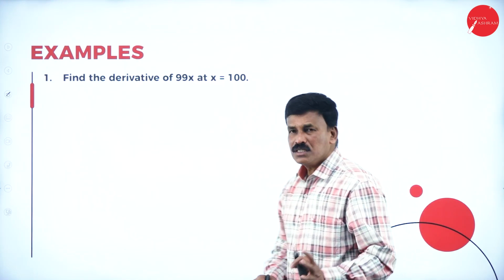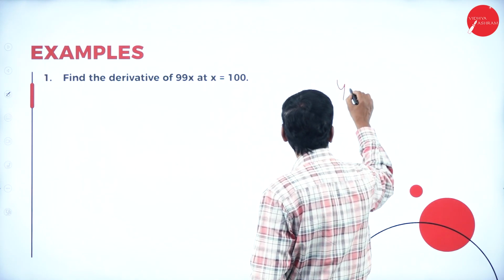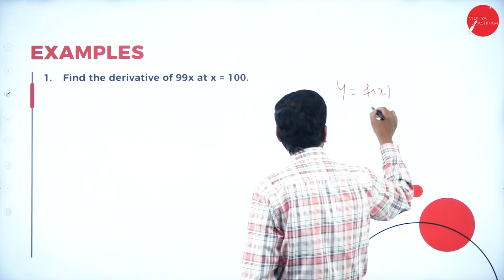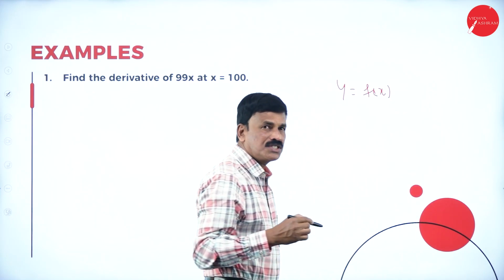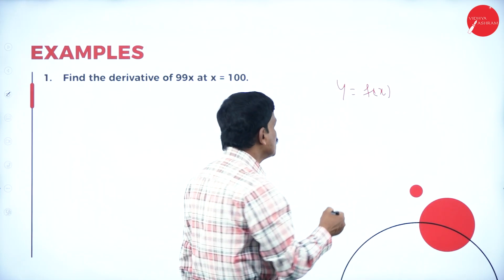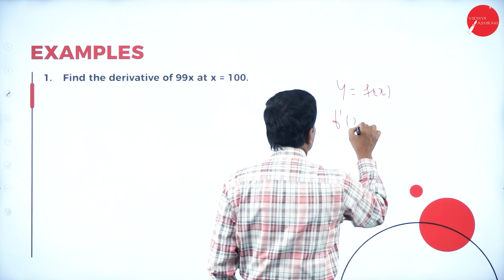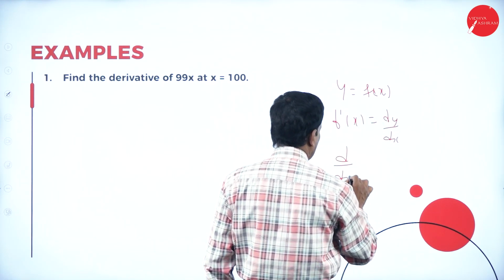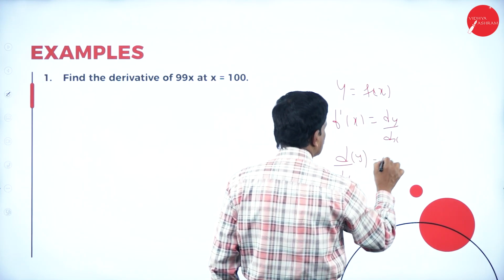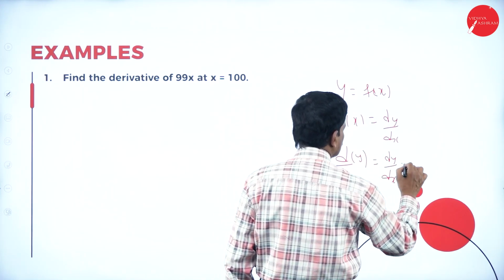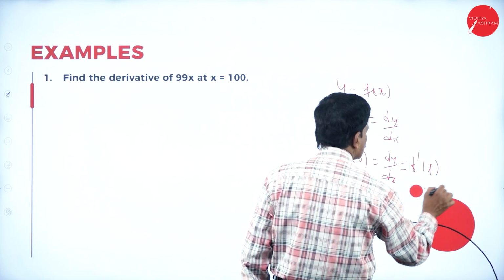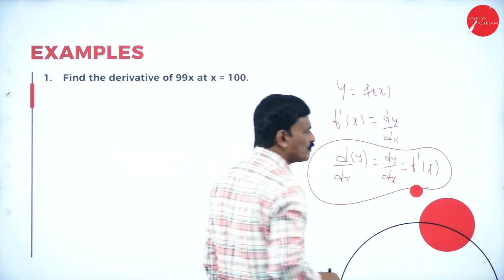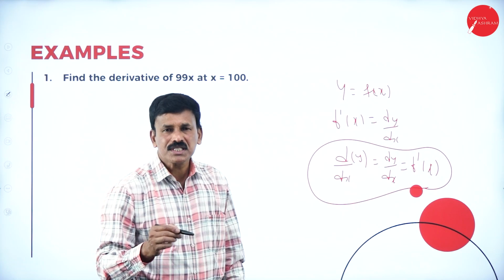Now before that, suppose y is equal to f of x is a function, then the derivative of this function, if the limit exists, is denoted as f dash of x, which can be written as dy by dx. So therefore d by dx of y, that is dy by dx, is equal to f dash of x, called the derivative of a function. This is called the first derivative.